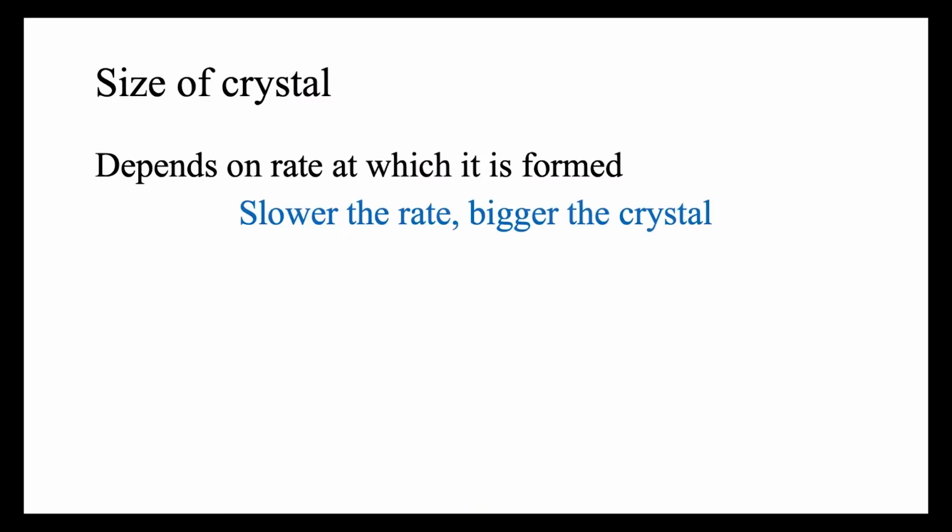Large transparent crystals of sodium chloride, lithium chloride, silver chloride and many others can be prepared by melting these solids and then allowing them to cool. Let's now discuss the size of the crystals formed by this method. The size of the crystals depends on the rate at which they are formed. It is seen that if the rate of formation is slow, you will get bigger crystals.